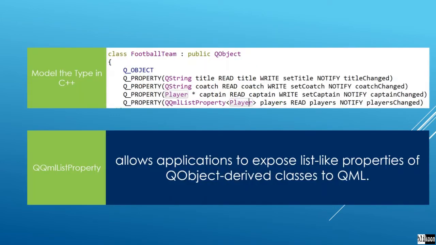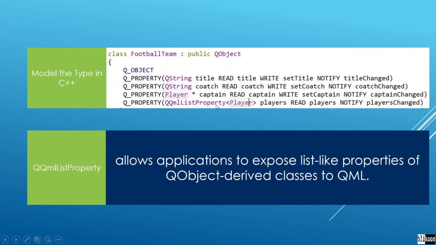So how do we do this? We start by creating a class in C++ that is going to model our team, and you see that the class has a bunch of properties. We have the title, the coach. This is everything we had seen before. We have an object of player, and we have a pointer to player that we specify as a property here. And it also has a setter, a getter, and a notify signal.